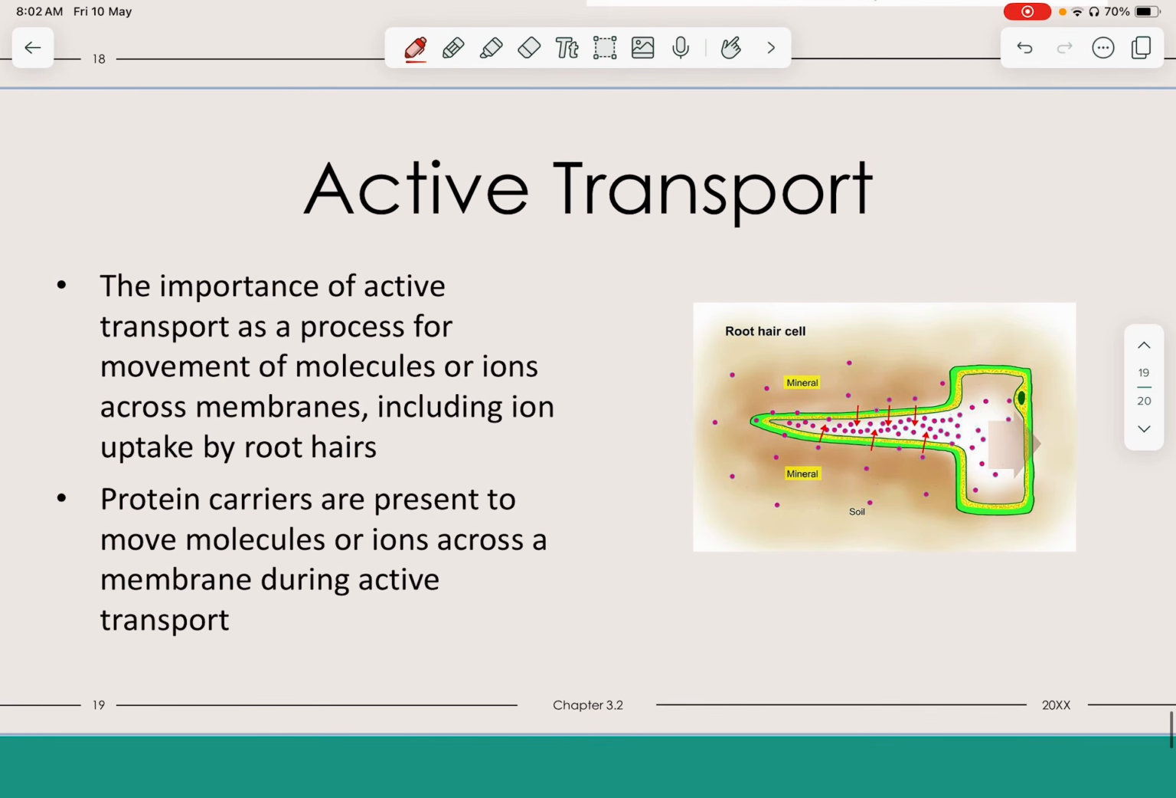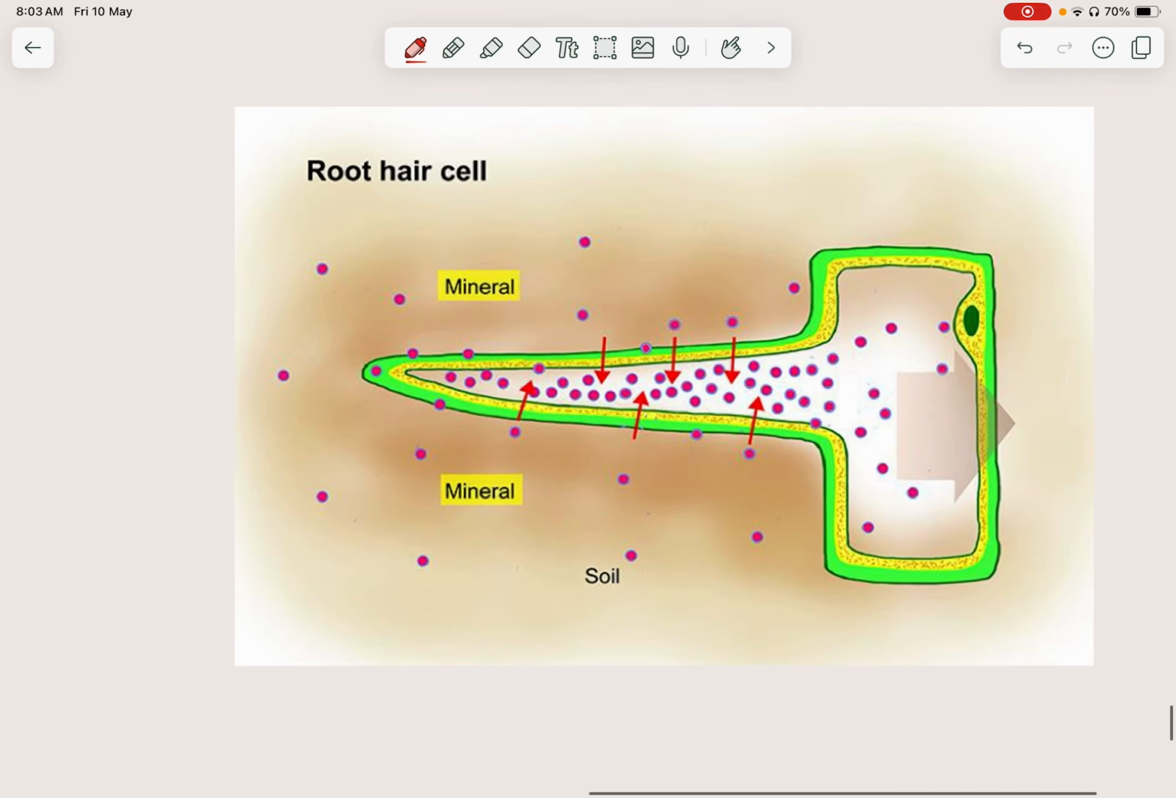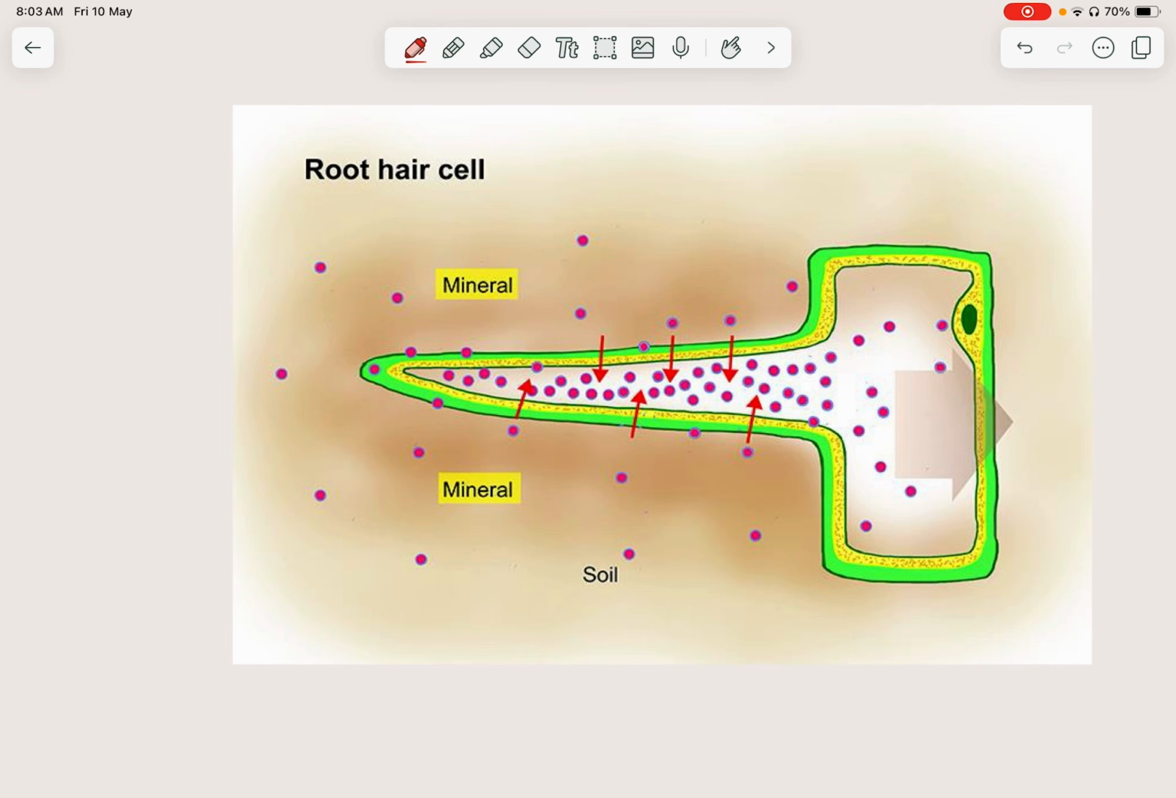Okay. So the importance of active transport is as a process for movement of molecules or ions across a membrane, including ion uptake by root hair. So this is a root hair cell. We may think that inside the root hair cell, there is already a high amount of the ions they need. But outside, the soil has a lot of minerals, and they can still enter, but they have to enter through active transport, which is very useful so they can gain a sufficient amount in the root hair cell. So they need to undergo active transport to send these ions across the partially permeable membrane.